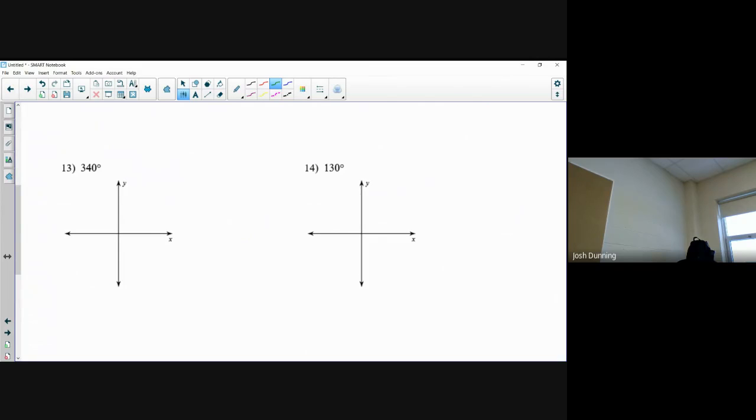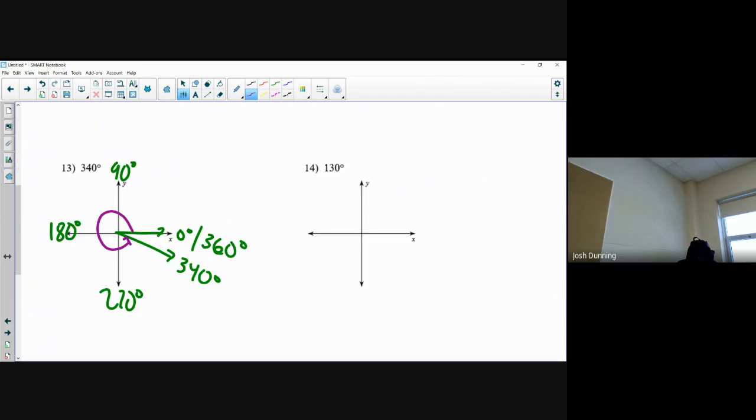All right, 340, let's see. There's my starting ray, my initial ray. 90, 180, 270, 360. So this one goes almost all the way around. 340. It's pretty close to 360. And you went all the way counterclockwise. Done.